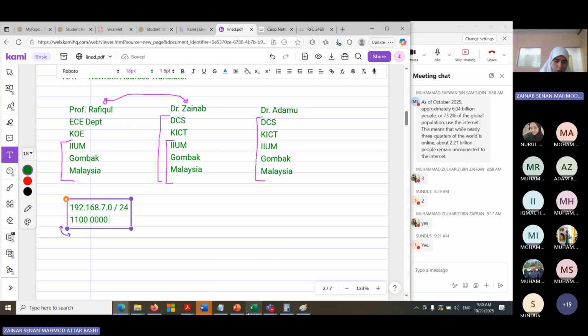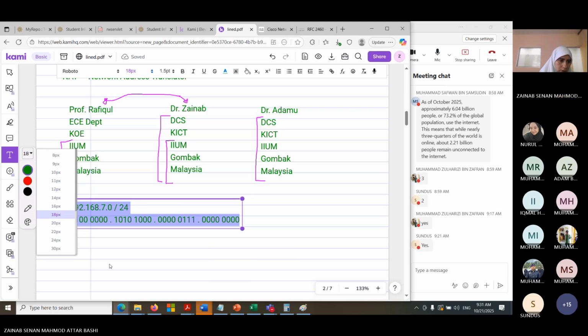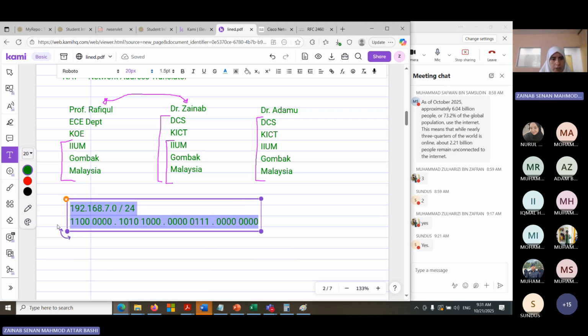11000000. That's 192 in binary. 168 would be 10101000. I remember it because I use it a lot. By time you will remember it as well. 7 will be 00000111. Okay, that's the IP address we are having. This is the IP address.